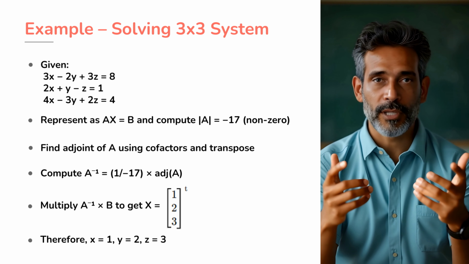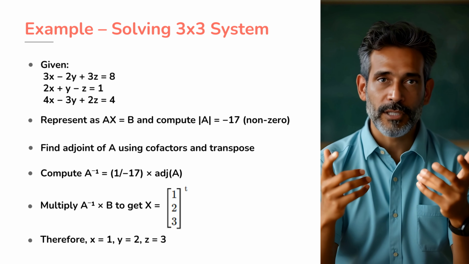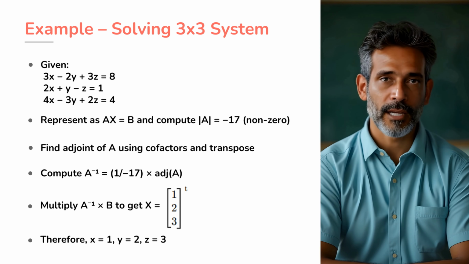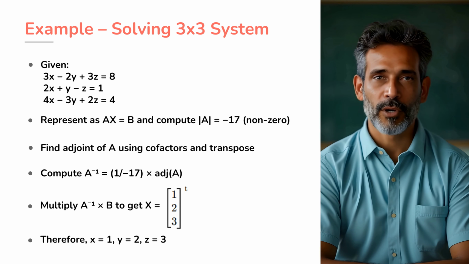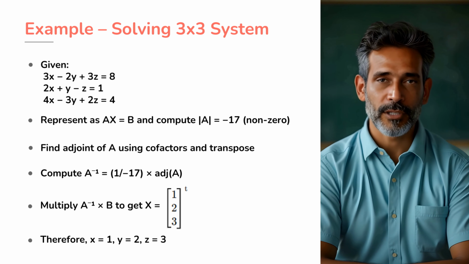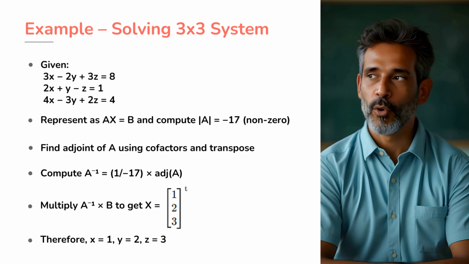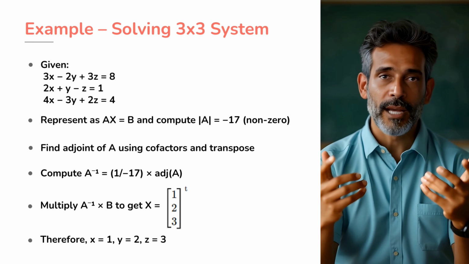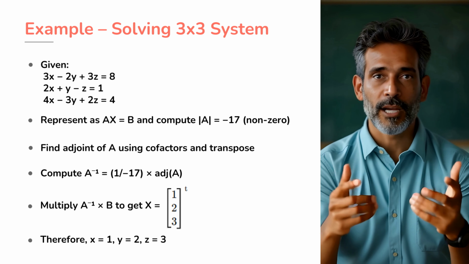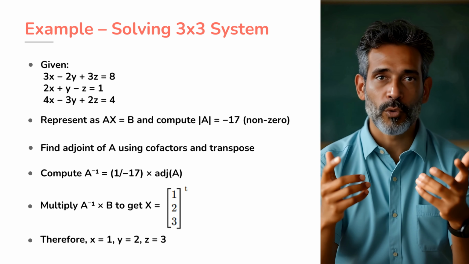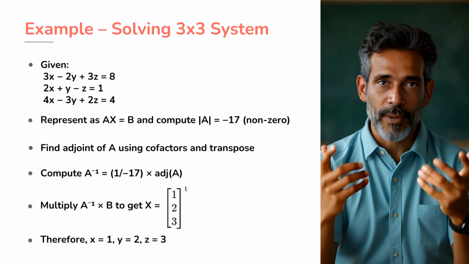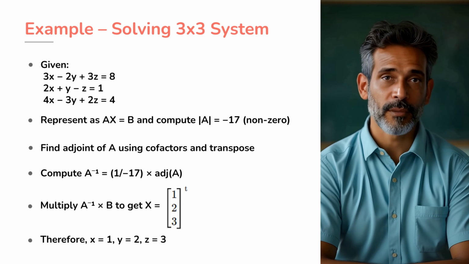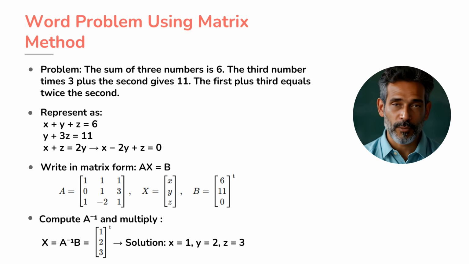Next, we compute the adjoint and then A inverse by dividing the adjoint by minus 17. Finally, we multiply A inverse by B, which contains the constants 8, 1, and 4 to get the solution. After performing the multiplication, we find x equals 1, y equals 2, z equals 3, no messy substitution. Just matrix power.